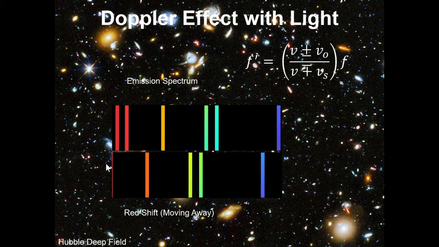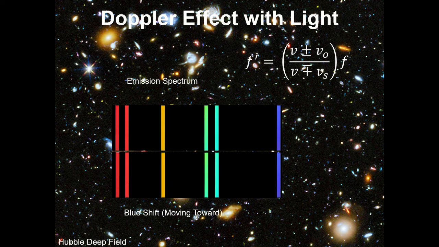The reds are going to shift to infrared, the yellows are going to get shifted to orange, the greens are going to get shifted to yellow, the violets are going to get shifted to blue. Everything's shifted toward the red. And if we measure the shift in frequency, what the frequency we know it should be versus the frequency we received, we can calculate how fast that galaxy is moving away from us.